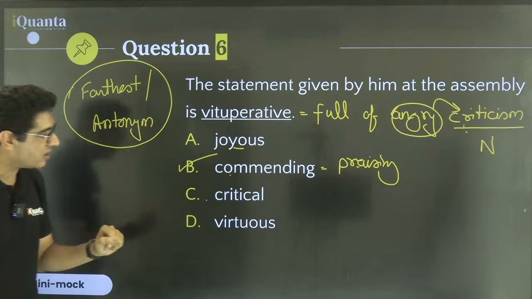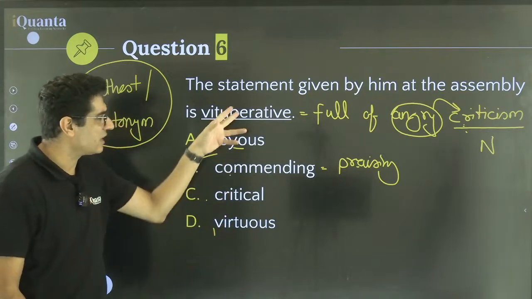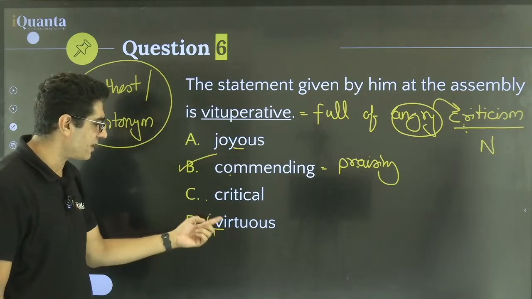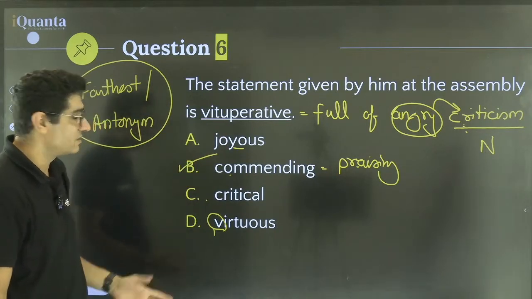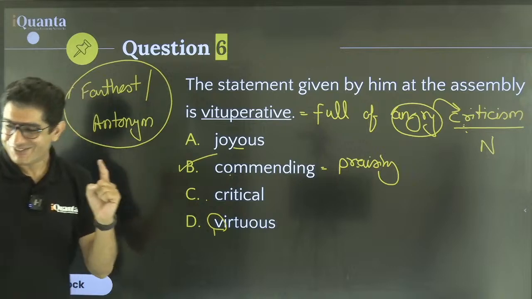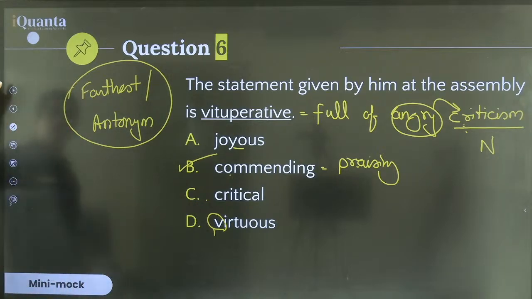C is a synonym. Virtuous has no relation with vituperative except for the fact that both of them start with V and have I immediately afterwards. Nothing else. So C it is. So that's about question number 6.